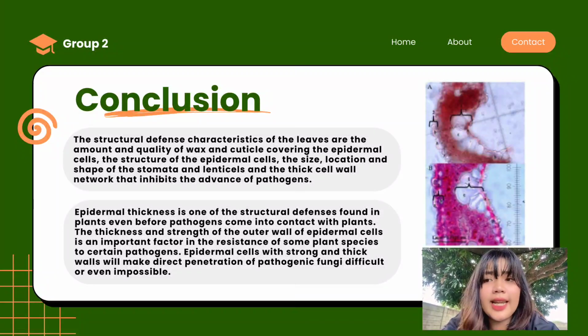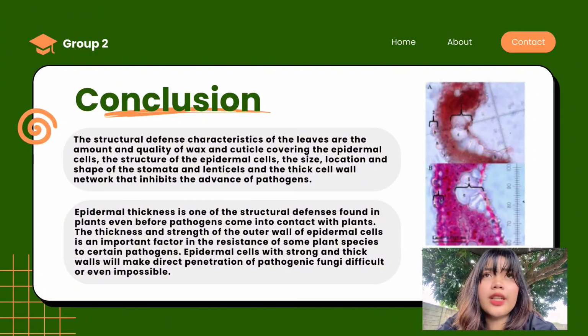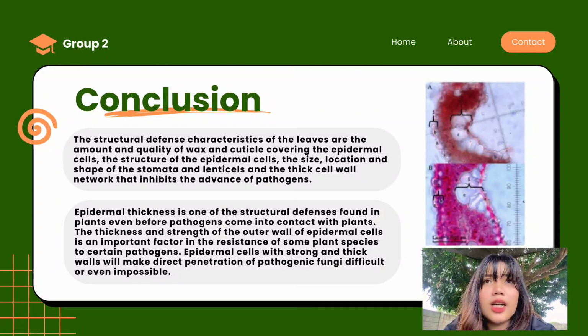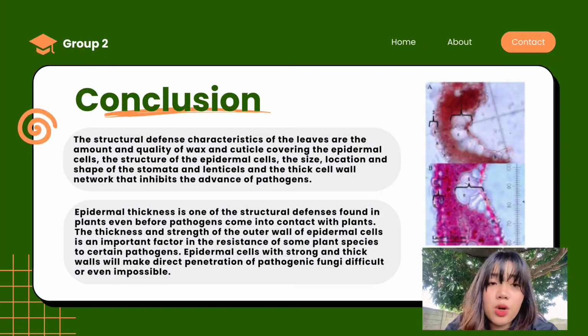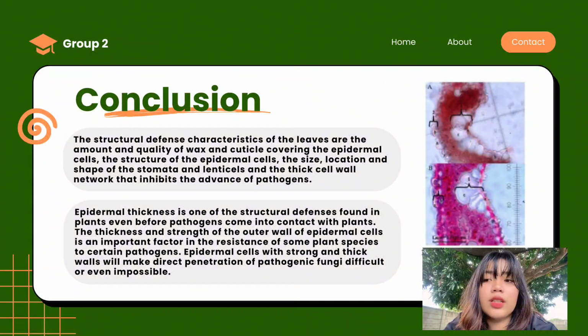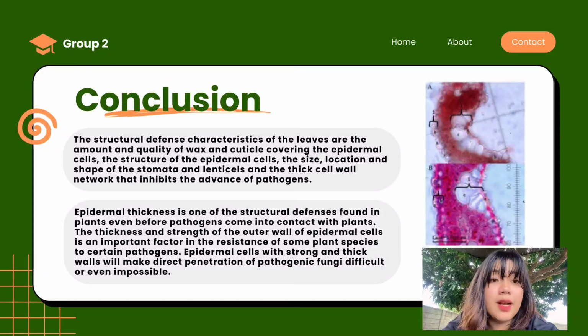So this thickness and strength of the outer wall of the epidermal cells is an important factor in the resistance of some plants and species. And to certain pathogens, epidermal cells with strong and thick walls make the penetration of the pathogenic fungi difficult, or even impossible.